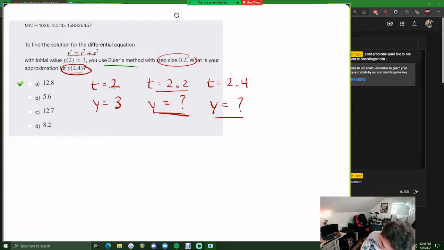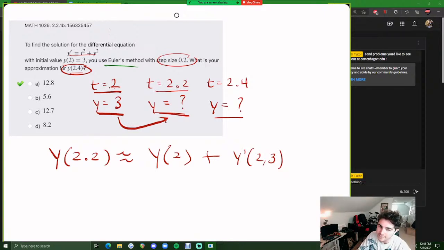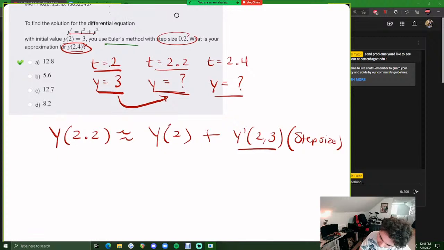So let's talk through it. To find y at 2.2, to approximate it, we want to start with the y value right at 2. Then we want to add the y prime value at the ordered pair 2, 3. So we're using this and this value to approximate the y value of the next t value, right? So we want to find y prime at 2, 3, and then we will multiply that by the step size.